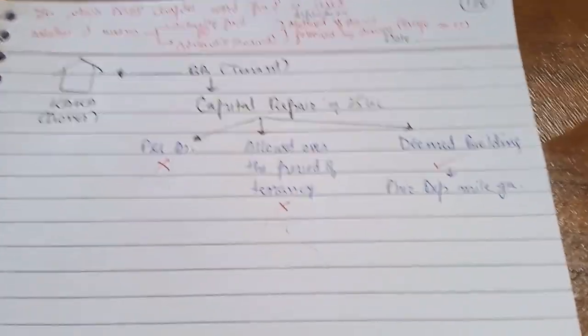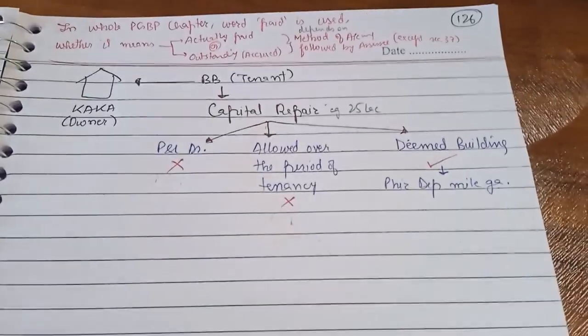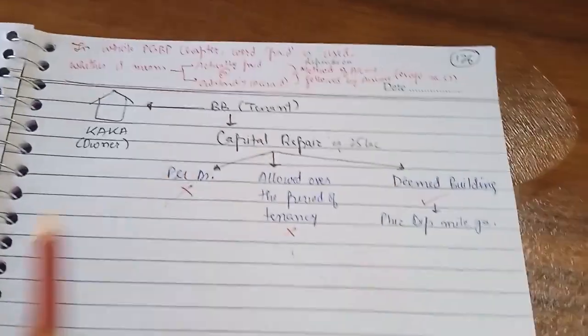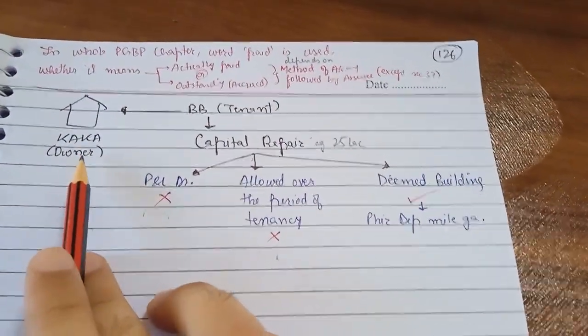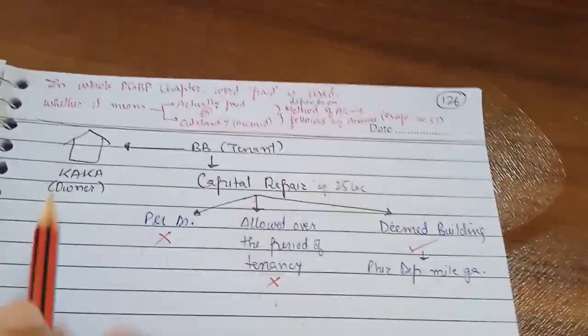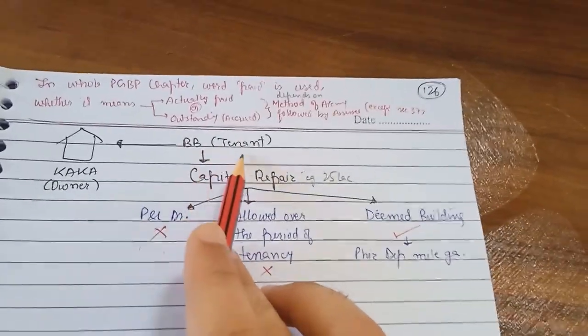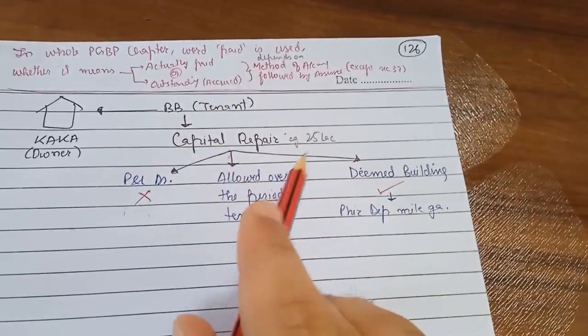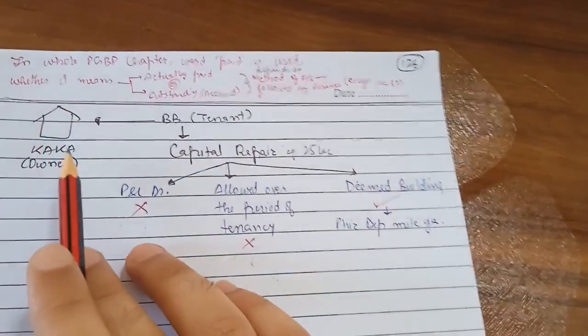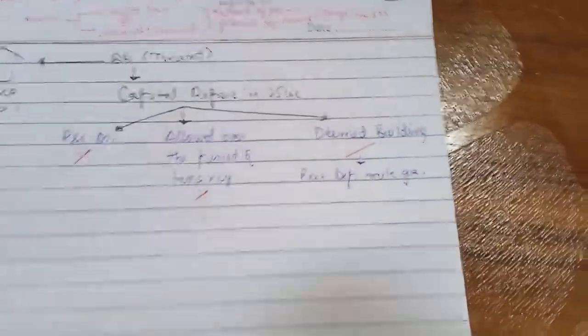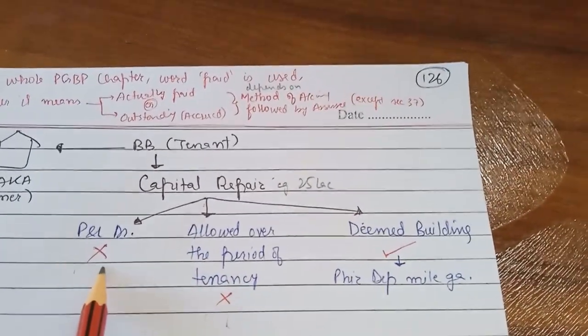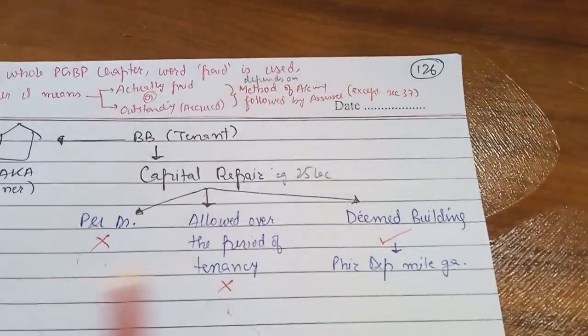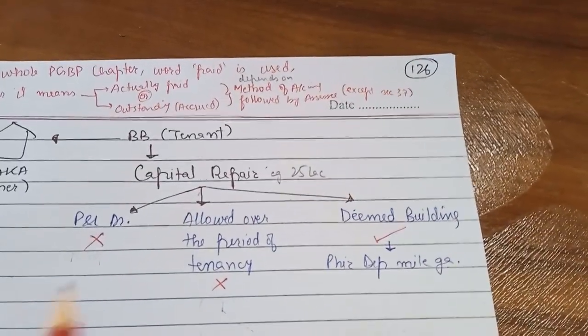After that, we have a little clarification on the capital expenditure we incur as tenants. Let's say Mr. AA is the owner of, let's say, premises, and then BB is a tenant, and he incurs expenses of, like, 25 lakh rupees on the premises. This is a capital repair expenditure, but if you'll see, he is a tenant and it does not create any asset for him. So how will we treat it? We cannot deduct it as expense in P&L. It's not allowed. We cannot allow it over the period of tenancy. It does not make sense.